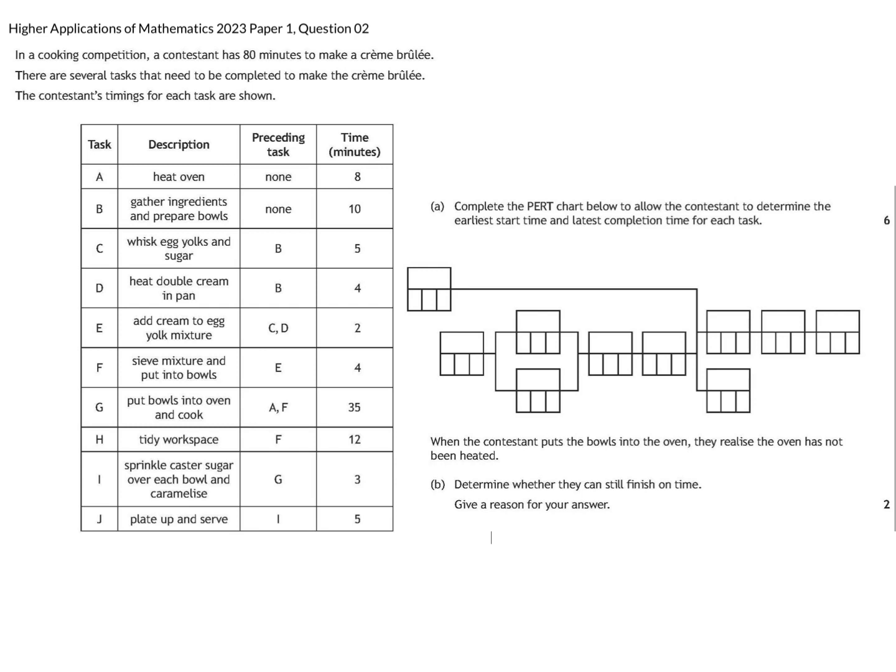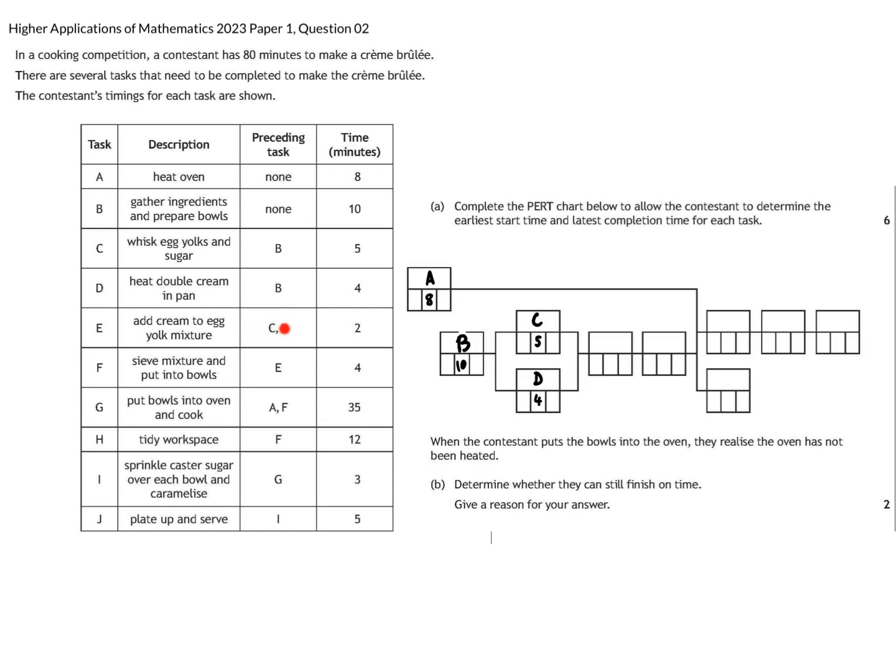We can see that task B is required for both tasks C and D. So this would mean that B would have to go in the first box here, and B takes 10 minutes, and A will have to go in here, taking 8 minutes. We can see that B is followed by tasks C and D, so this means we can put C here and D here with their respective times.